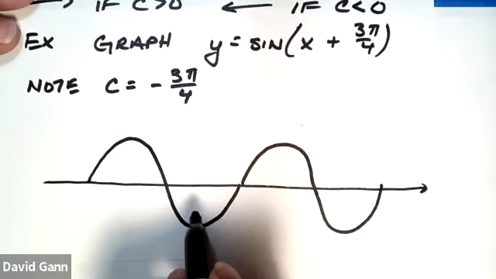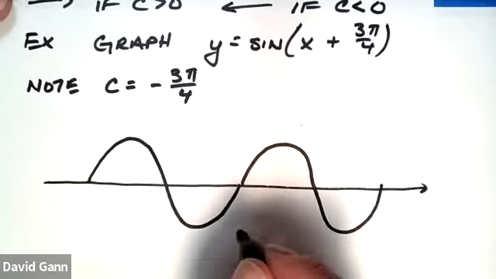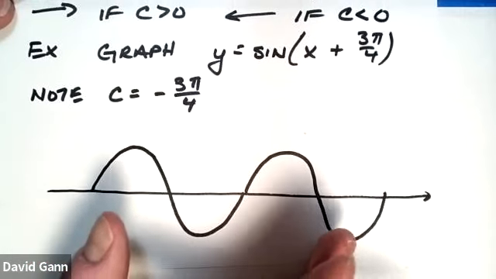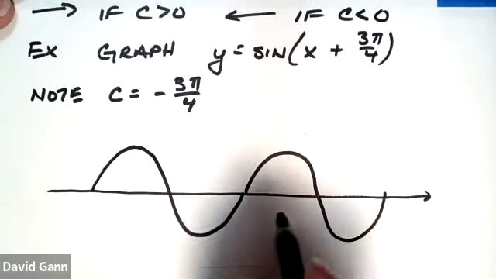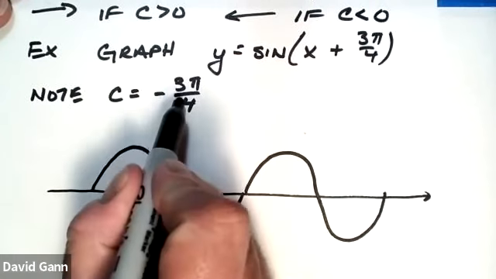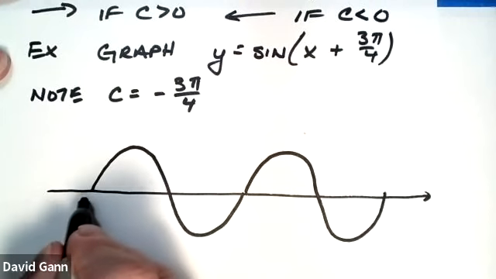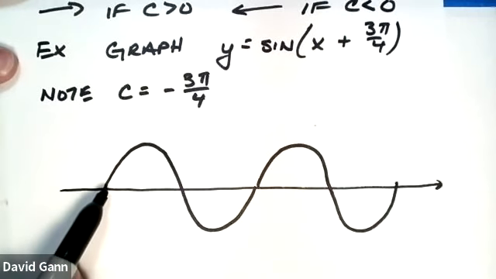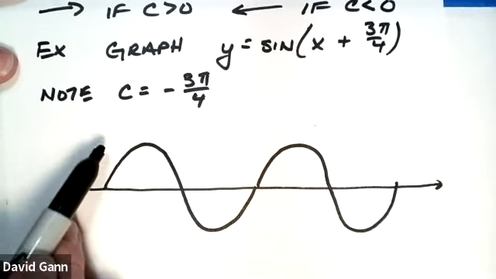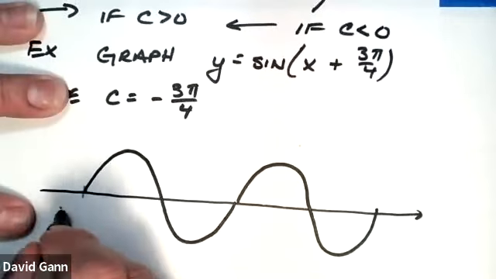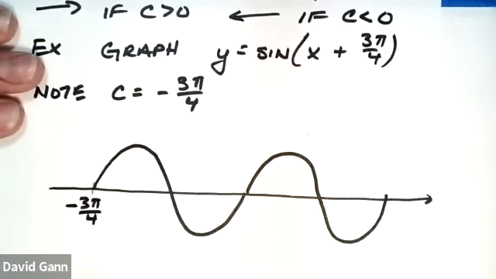We don't exactly know where y is, but what we do know is that we've taken a sine function and shifted it to the left by 3 pi over 4, which means that this point, which would normally be the y-axis, would sit on this point. This is actually negative 3 pi over 4.